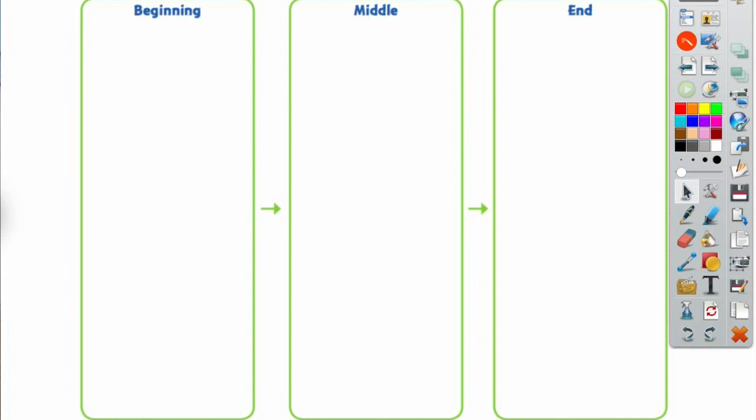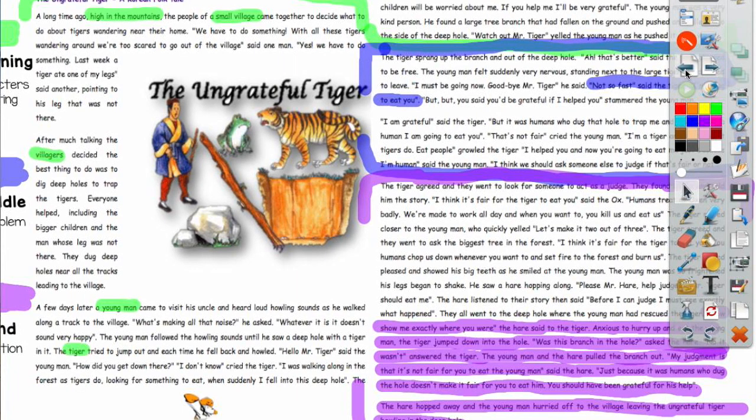So first we're going to look at the beginning. Let's go back to our story. In the beginning of the story, we're looking at paragraph 1. In paragraph 1, it talks about how the villagers of a small town need to come up with a plan. In paragraph 2, it talks about how they decide to dig deep holes to trap the tigers. Now, paragraph 1 and 2, that's very important.